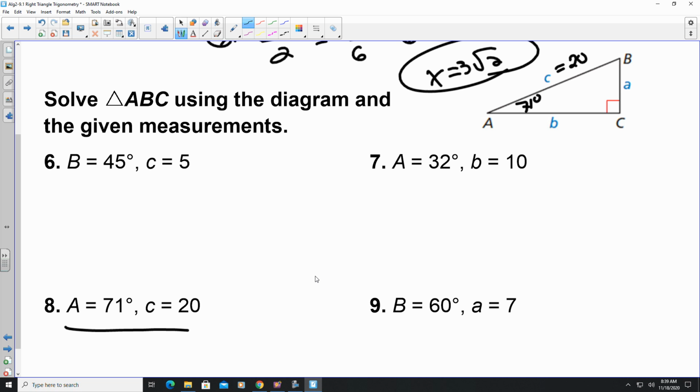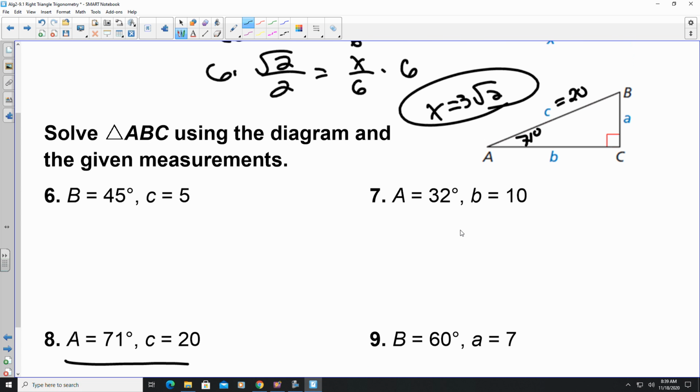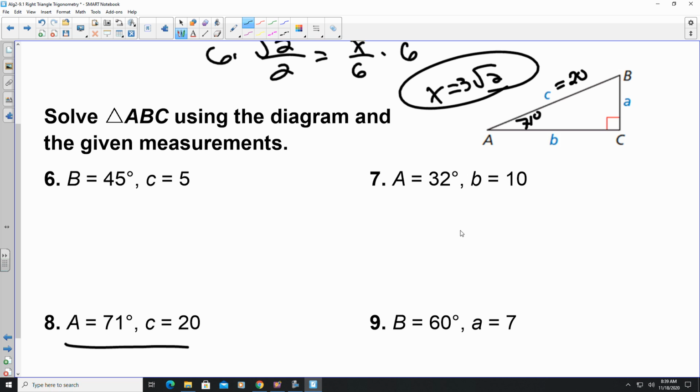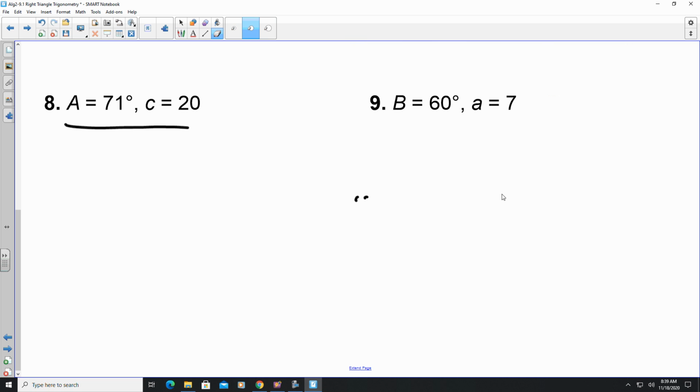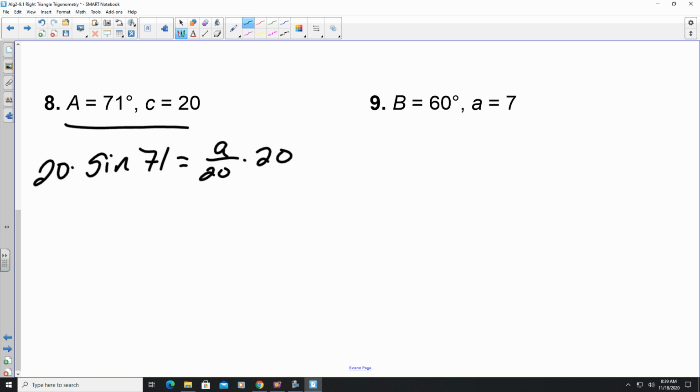So in order to discover this, let's say I'm trying to find A. With respect to 71 degrees, A is opposite, and we have the hypotenuse. So you're going to take the sine of 71, and that is going to be equal to A over 20. Now to get A, you multiply 20 to both sides. Now I get 20 times the sine of 71.